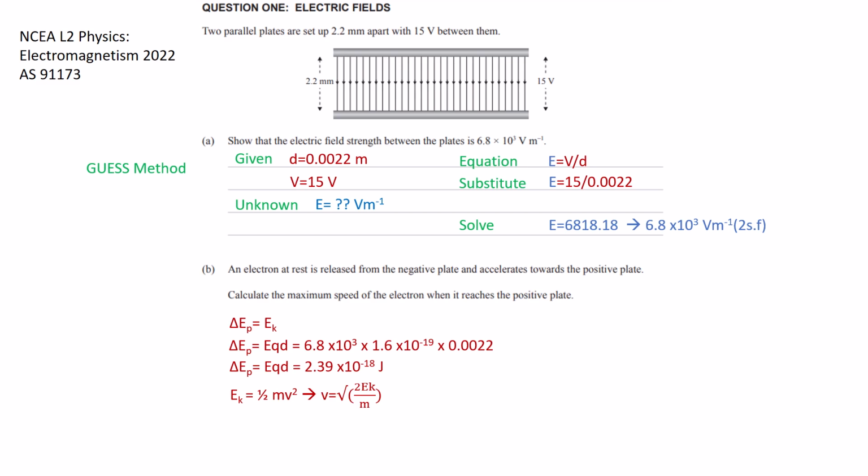We can then substitute in our values, and the mass of an electron is given in the resource booklet, 9.11 times 10 to the negative 31. And so substituting those values in, being careful with our brackets there, is going to give us an answer of 2.3 times 10 to the 7 meters per second, again to 2 significant figures.